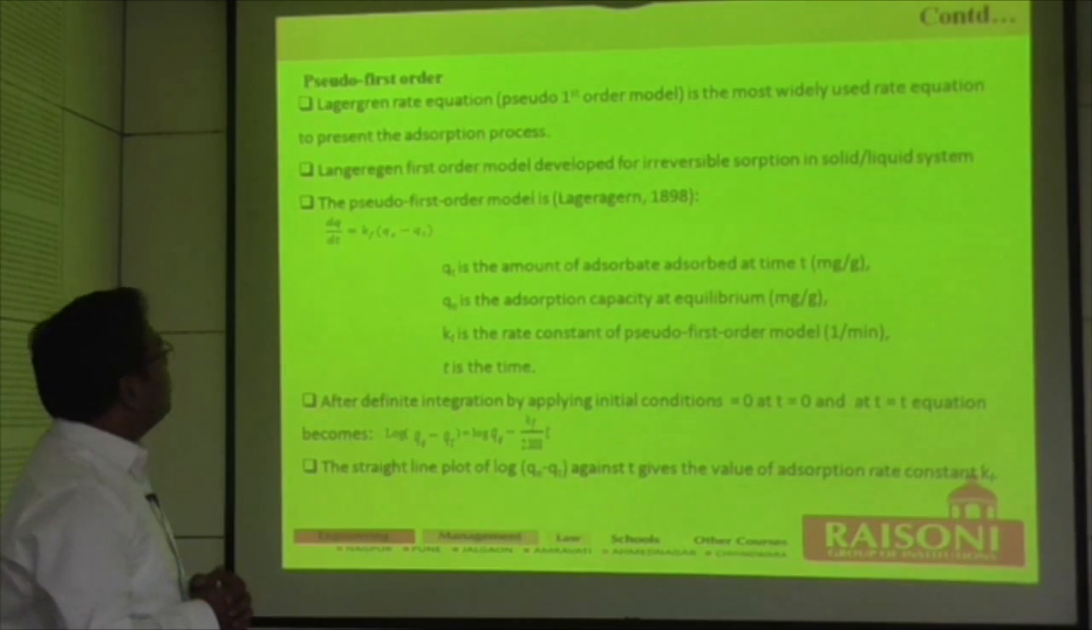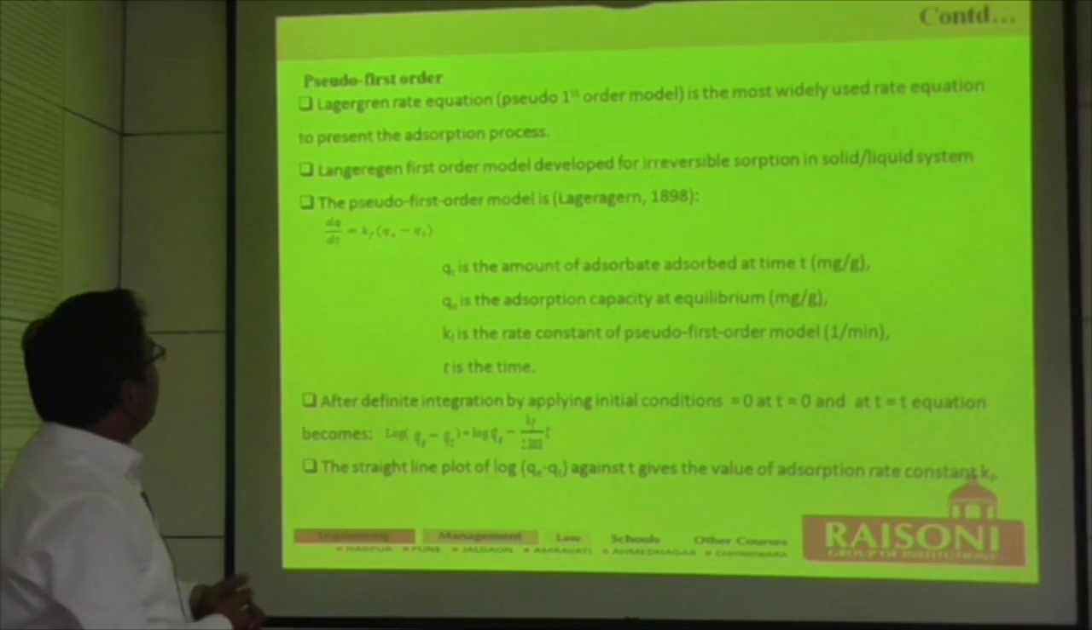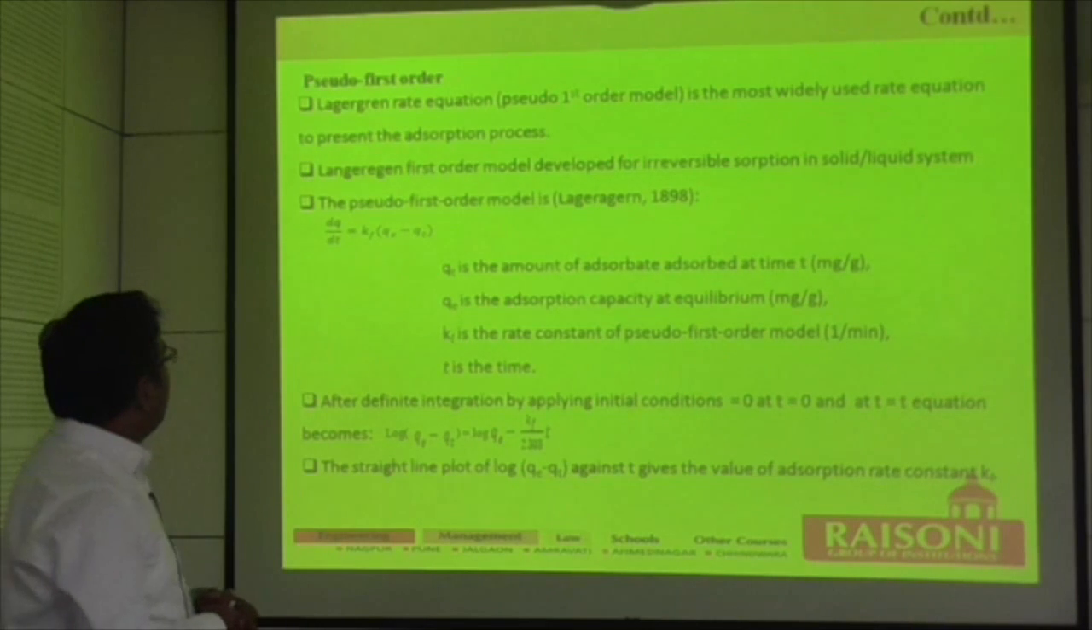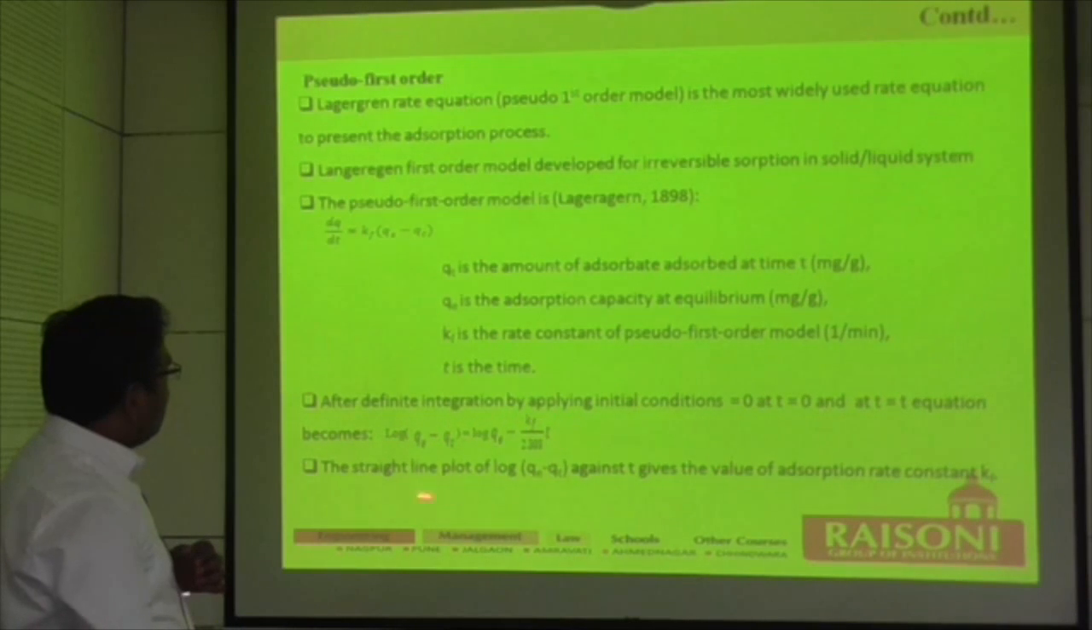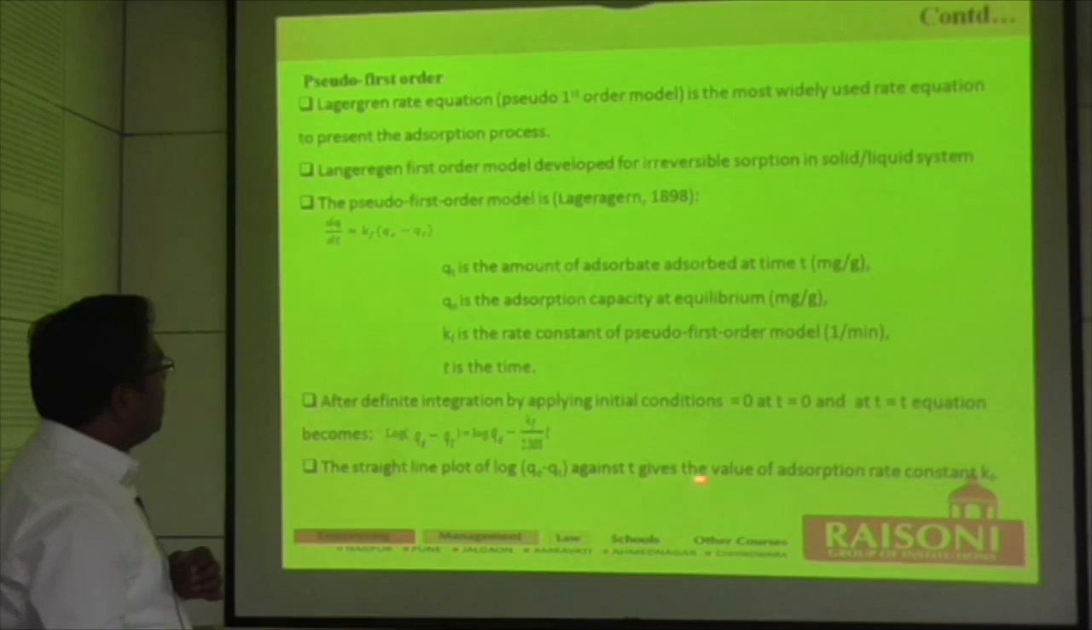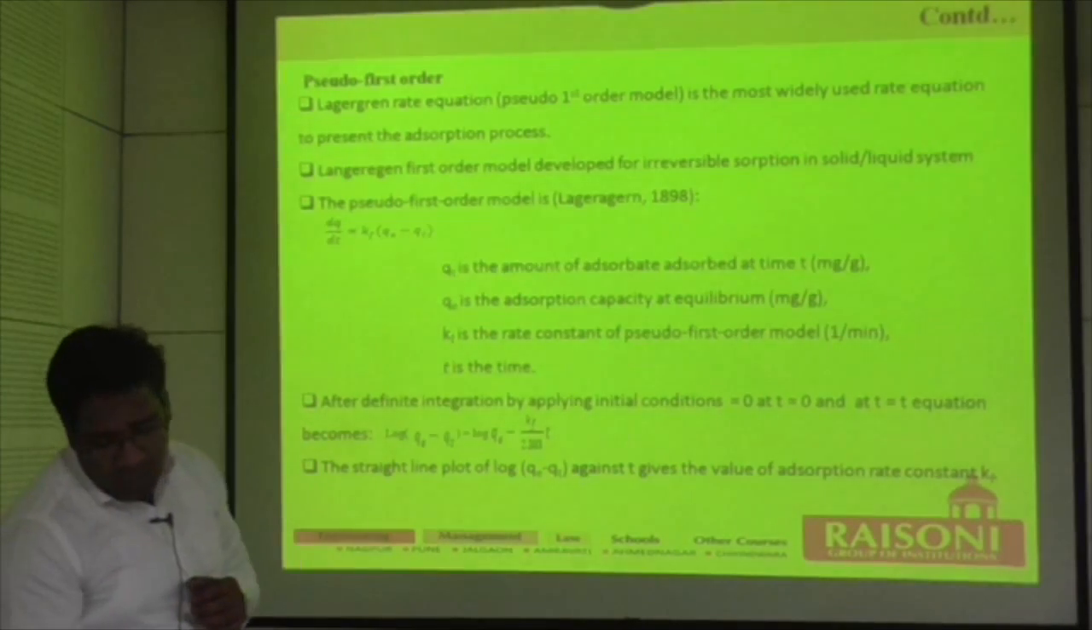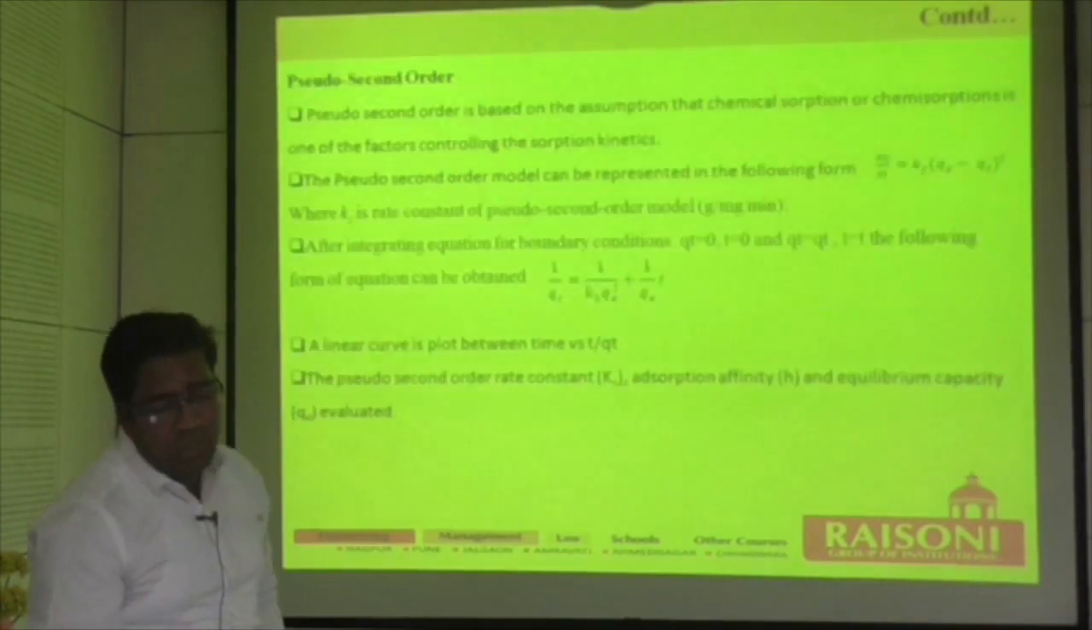The Lagergren rate equation, the first model, is the most widely used rate equation to represent the adsorption process. The Lagergren first order model was developed for irreversible sorption in a solid-liquid system. The pseudo first order model is given by this. Further, this can be converted into a linear form, and the graph is plotted between log (QE minus QT) versus T, which gives the rate constant.